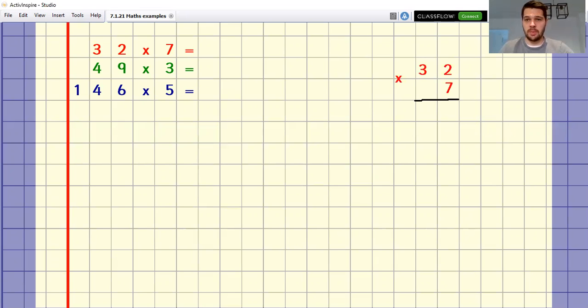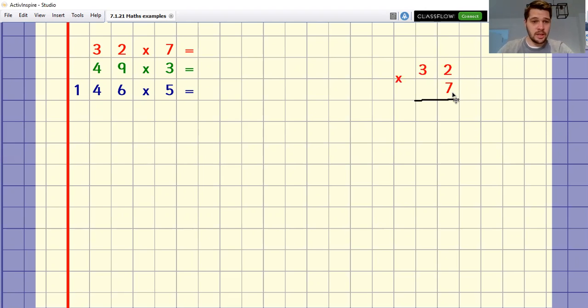32 multiplied by 7. My line's a little bit wonky there. Hopefully yours is neater. We have our 32 and then we have our 7 in our ones. I can't put my 7 here because that means I would have 7 tens. So I would need a placeholder of 0. So I've got 3 tens, 2 ones, and 7 ones.